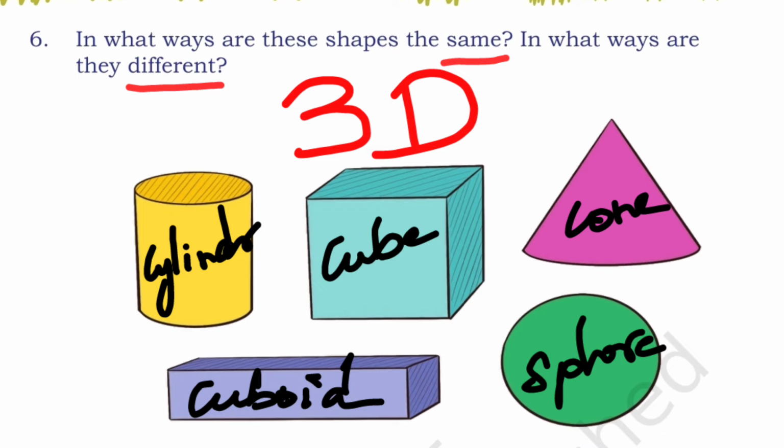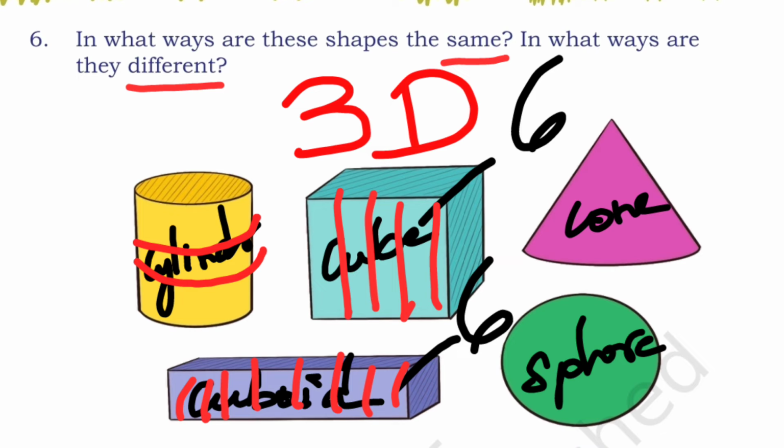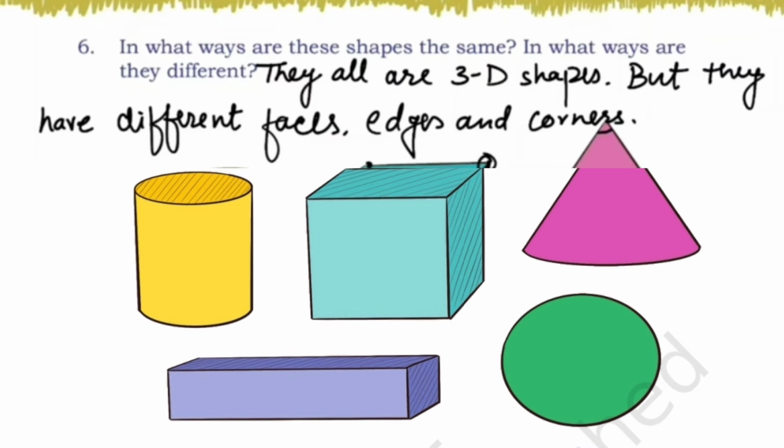If we take cube and cuboid, we have 6 faces. But in sphere, there are no faces. Again, in cylinder, we have a curved face. In cuboid, we have a straight face. So likewise, they are different in faces, edges, and even the shapes are different. So we can frame the answer like this: they all are 3D shapes, but they have different faces, edges, and corners. So the answer you can frame like this.